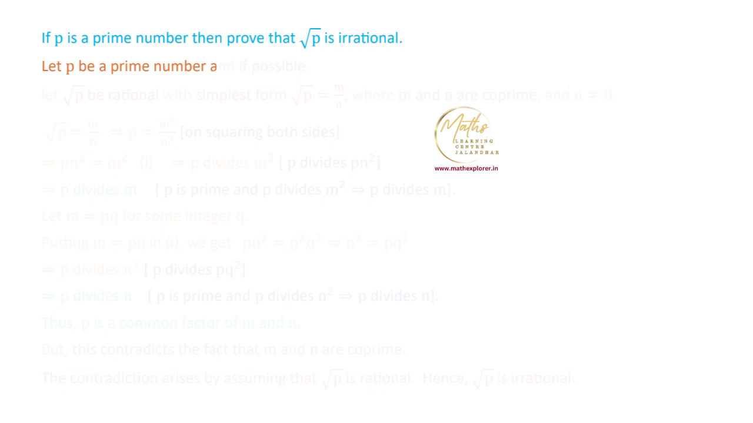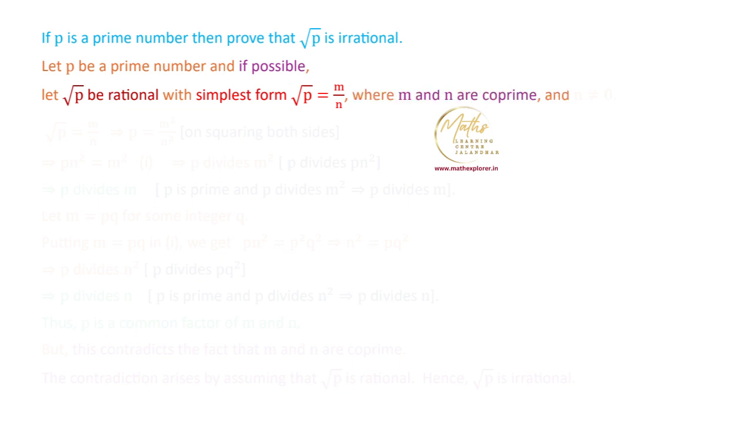So we suppose that, if possible, square root p is rational, and if it is a rational number, then it can be represented in the form p by q, or in this case we are saying it can be represented in the form m by n. We are writing m by n because p is already used in this notation over here. We are saying that this is the simplest form. It means that m and n are co-prime, and n is not equal to 0.